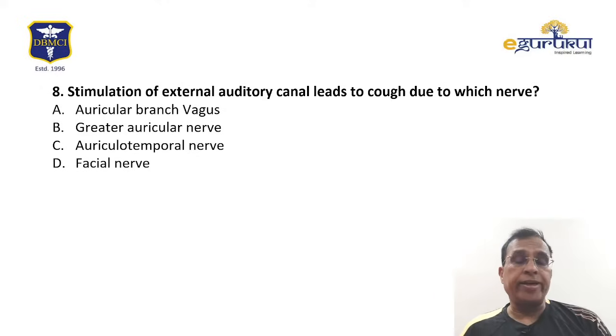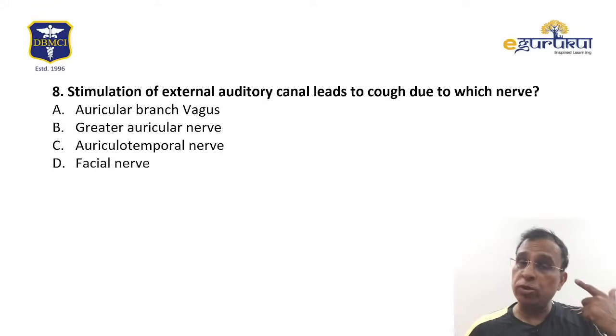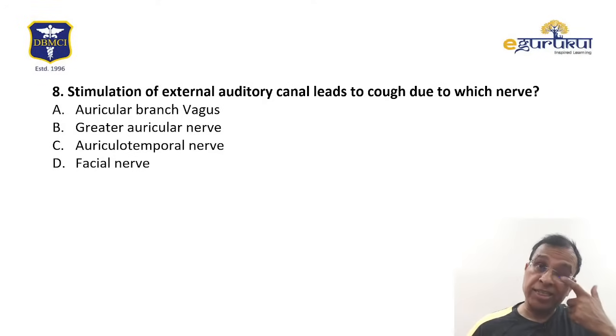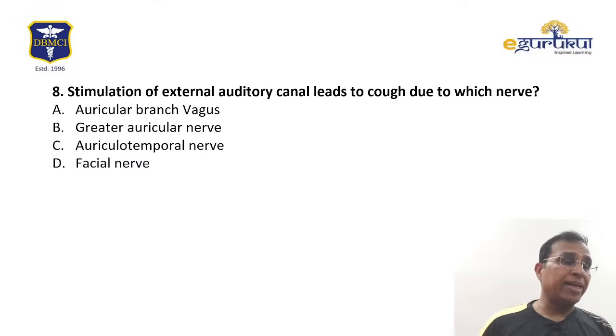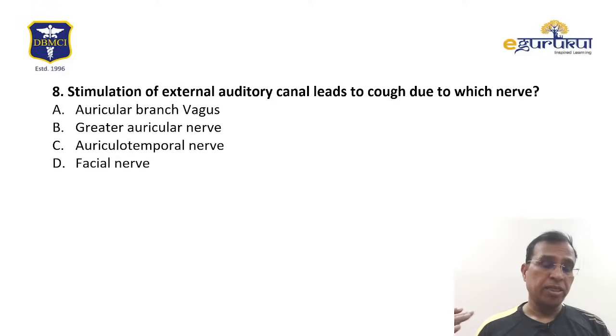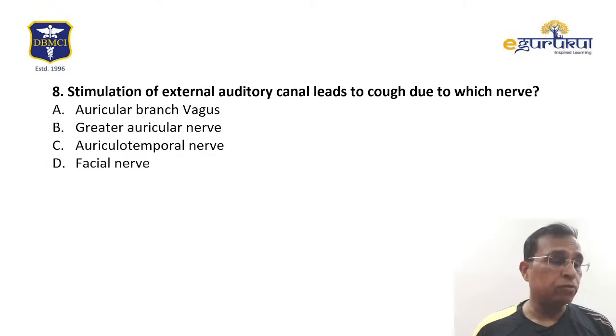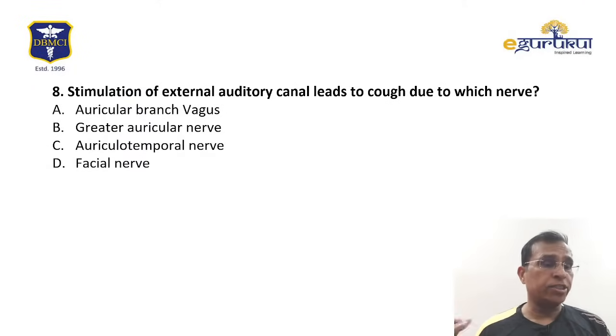Stimulation of the external auditory canal leads to cough due to which nerve? Again, similar question. I told you already. If there is a relation of the ear and the larynx, this coughing is due to the larynx. So ear and the larynx, which is the nerve? Auricular branch of the vagus, greater auricular nerve, auriculotemporal nerve, or facial nerve? What do you say? Ear and larynx.